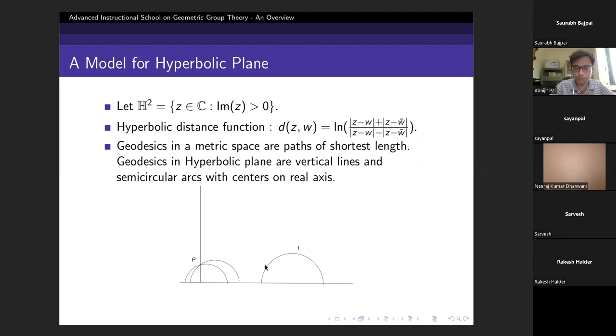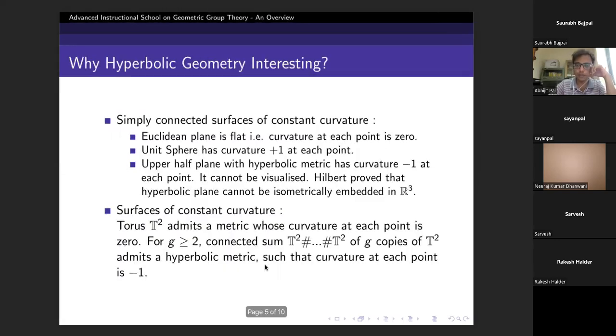So this proves that the fifth postulate of Euclidean geometry does not hold. Now one may ask why this hyperbolic geometry is interesting. Let me ask you this question: find a simply connected surface of constant curvature.